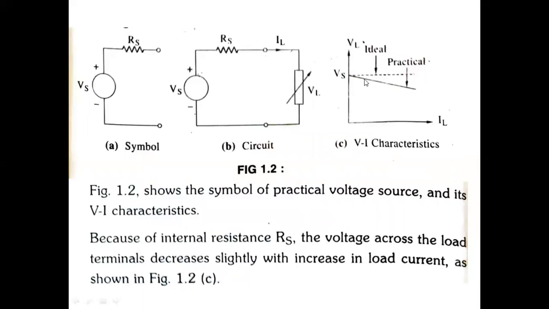VL is not equal to VS. It varies, it decreases slightly. This is the VI characteristic of the ideal voltage source, the dashed line, whereas this is the practical voltage source. Because of the presence of RS, it slightly decreases.